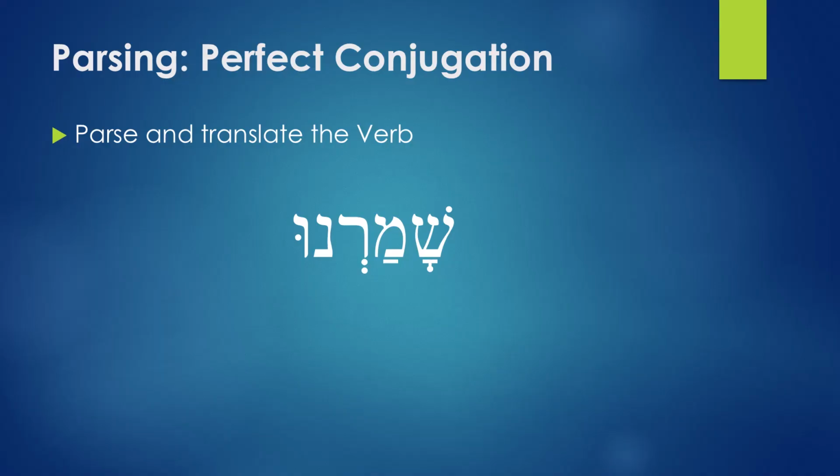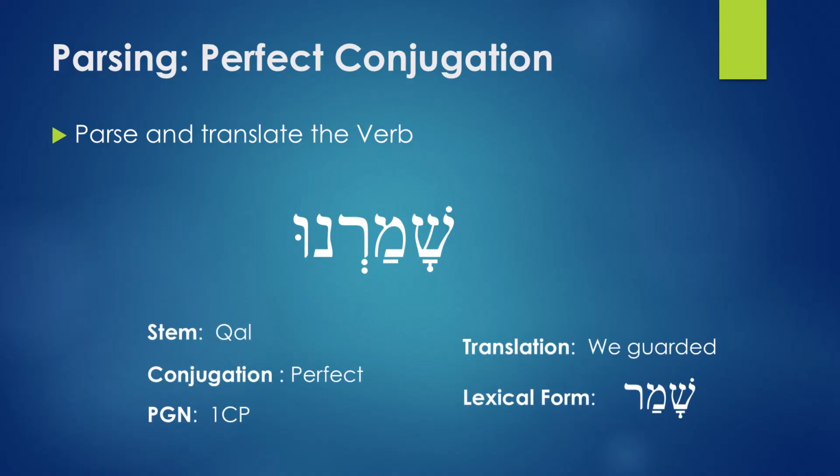Next you have this word, shamarnu. How do we parse this one? Here's how we parse shamarnu. The stem is qal, the conjugation is perfect, and the person, gender, and number is 1CP. Remember, 1CP, first common plural, is we. But that is coming from the lexical form shamar, and shamar means he kept, he watched, he guarded. And so in 1CP, shamarnu is going to be we guarded or we kept.